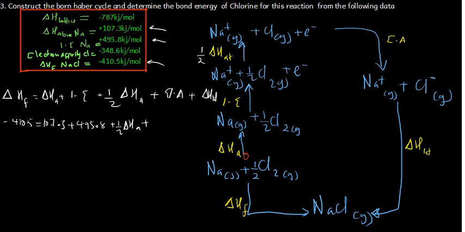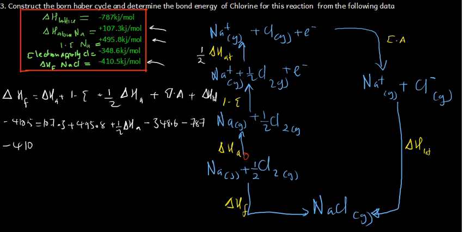Okay. And the next thing that we have is electron affinity, and the value given for the electron affinity is negative 348.6. So this will simply be a negative 348.6. And then plus lattice energy. Now the lattice energy is also negative, so this will be negative 787. So at this point we can just sum those values.